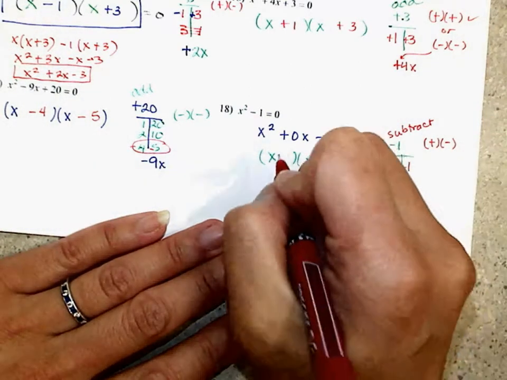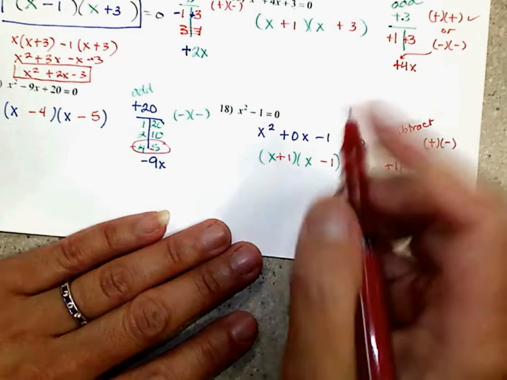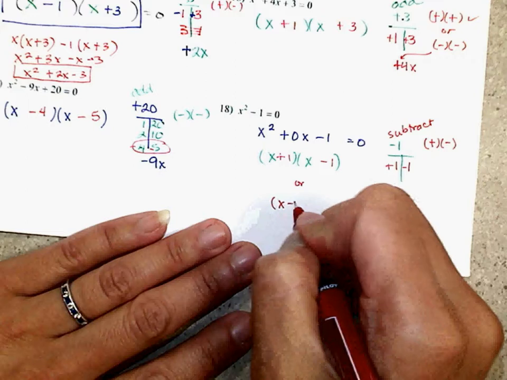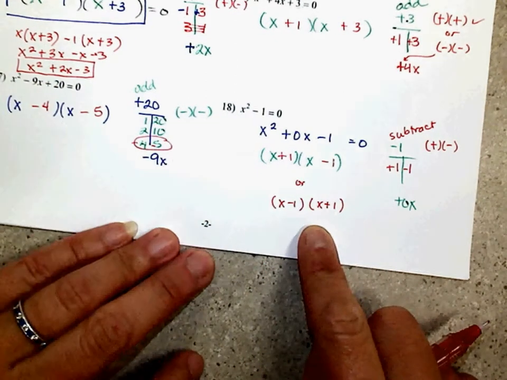And it doesn't matter which order you put them in, okay? You could even do this. x minus 1, x plus 1. These are exactly the same answers. And there's your review for page 2.